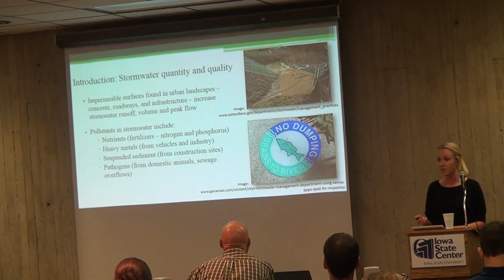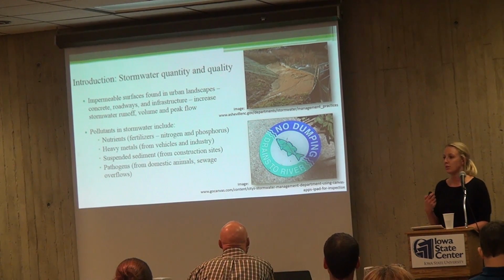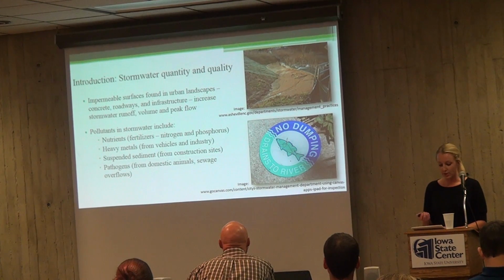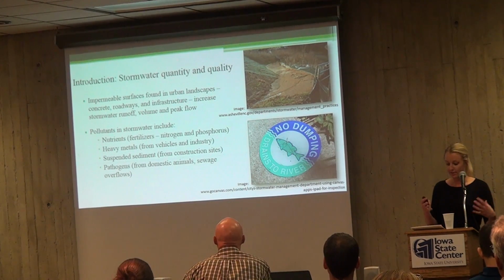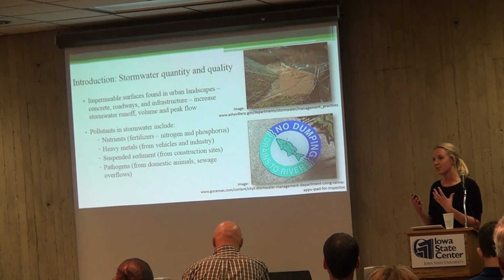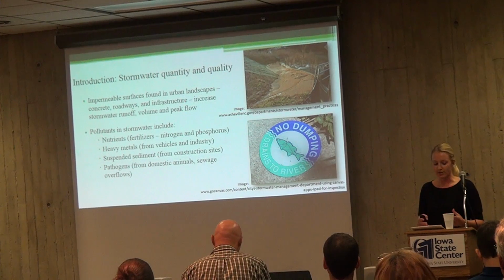Impermeable surfaces found in urban landscapes, such as concrete, roadways, and infrastructure, produce what is known as stormwater runoff. These urban characteristics increase flow velocity and runoff, which then forces itself into waterways and the receiving areas, and it causes stream banks to adjust their geomorphic properties.